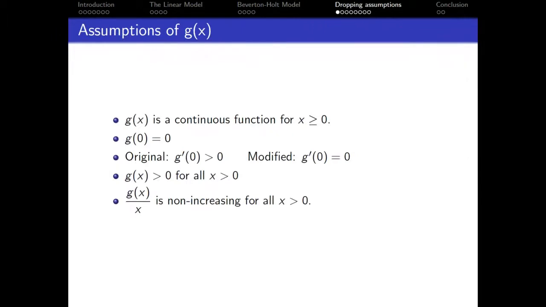Having analyzed several g of x functions, we now decided to analyze how dropping some of these assumptions might impact our findings. The original assumptions of g of x, as outlined by Lewis and Li, are shown on the screen. For this portion of our research, we modified the assumption that g prime of 0 is greater than 0, changing it to g prime of 0 is equal to 0.